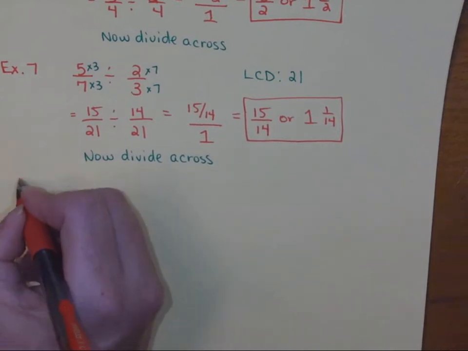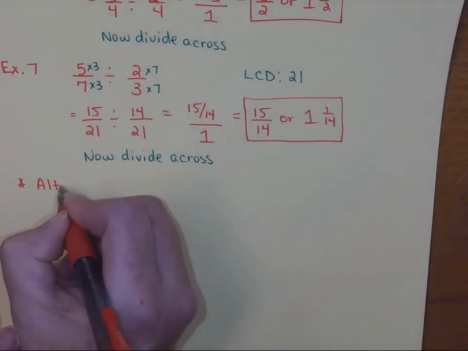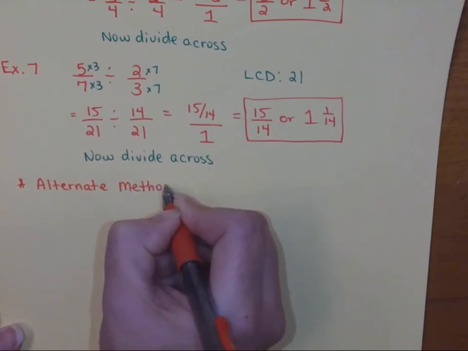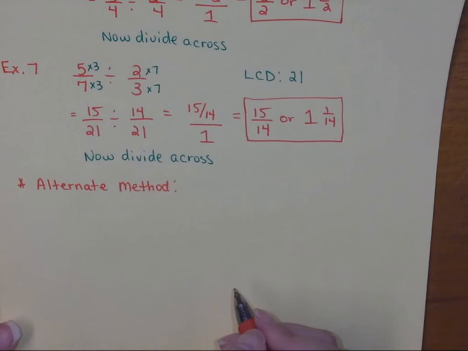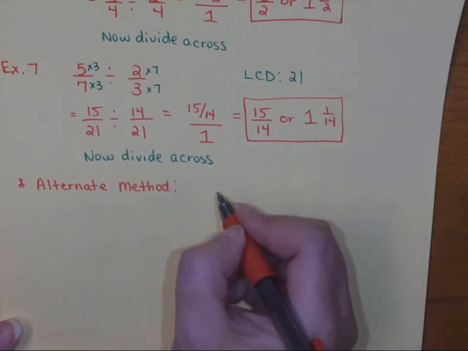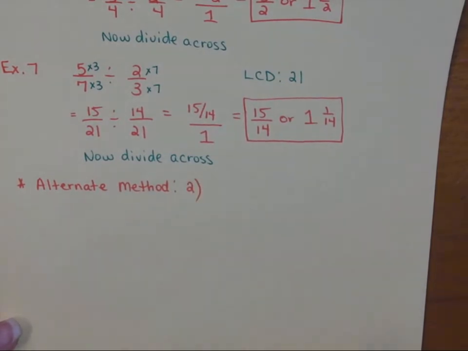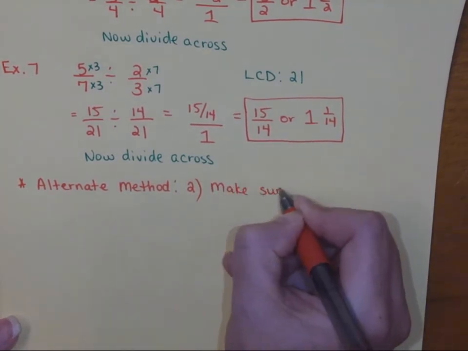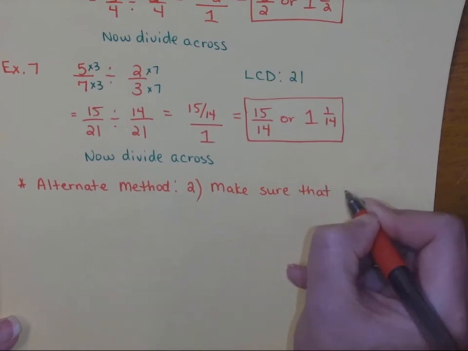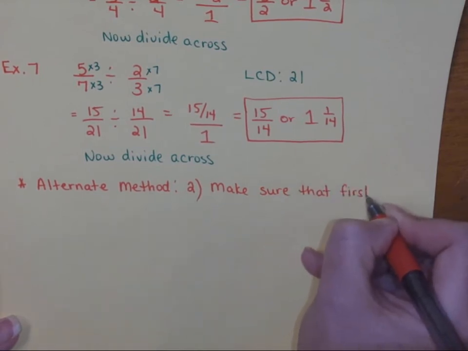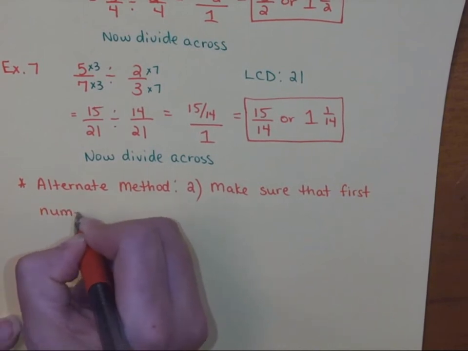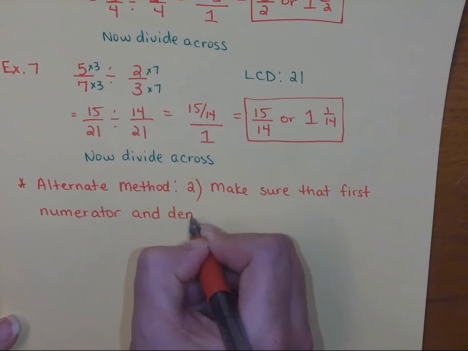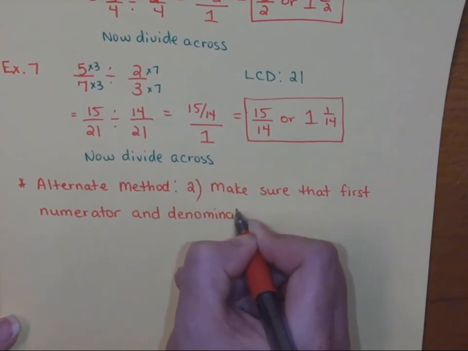All right, so it's worth noting that you actually don't always have to have a common denominator. And you might find you like this alternate method better, okay? The alternate method, so I'm going to put a 2 there since it's alternate from the number 1 I have up there. The alternate is to make sure that the first numerator and denominator are divisible by the second. I'm going to give you some examples of that.